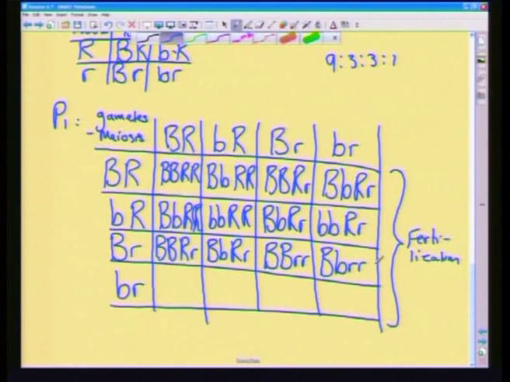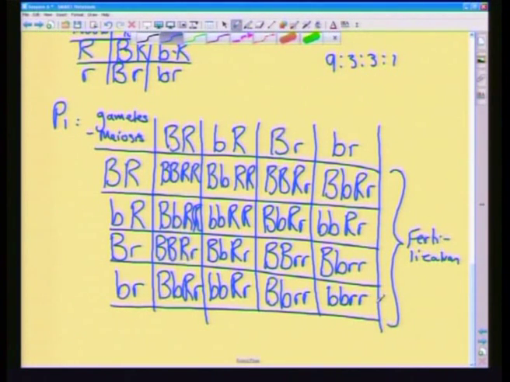Maybe you can hum, sing, if you've got a singing voice, while we do this, but it's actually fun. And just concentrate to make sure that you're getting your letters in the right place. Capitals first, small letters second, and your B's always in front. And there's our little one that's going to be homozygous recessive for both traits.